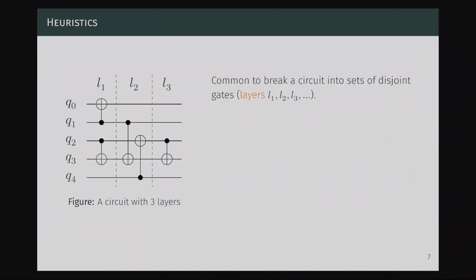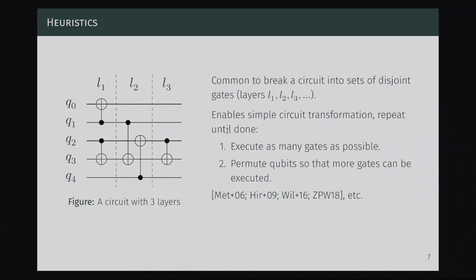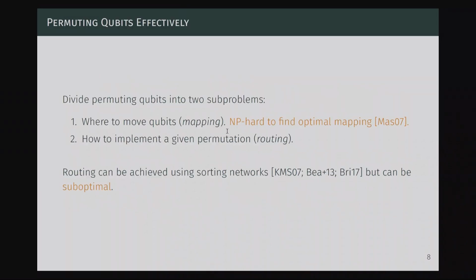So of course, what we do is we turn to heuristics. So one heuristic that's very common is to break the circuit into sets of disjoint gates, which we call layers. So here we group the circuit into 3 layers, L1, L2, L3. And then what we can do is do the following circuit transformation, which is just execute as many gates as possible and then permute the qubits so that we can execute more gates. And there's many papers that do this, and we'll do the same. The real question here is, how do you permute these qubits?